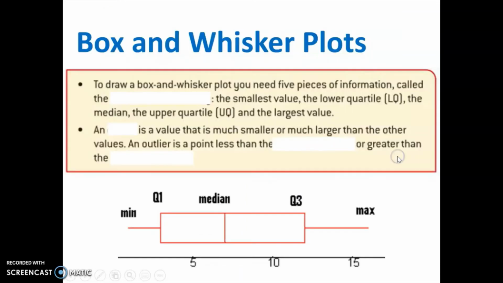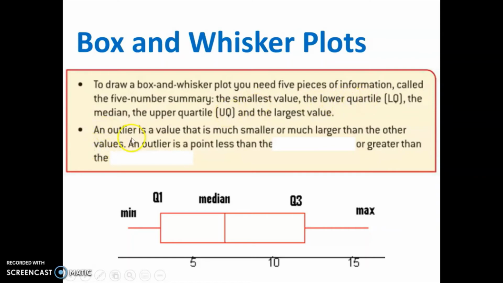Let's keep going. Okay, so box and whisker plots. To draw a box and whisker plot, you need 5 pieces of information called the 5-number summary. We just talked about those. They are the smallest value, the min, the lower quartile, the median, the upper quartile, and the largest value. Here you can see they put LQ and UQ, but usually we say Q1 and Q3.